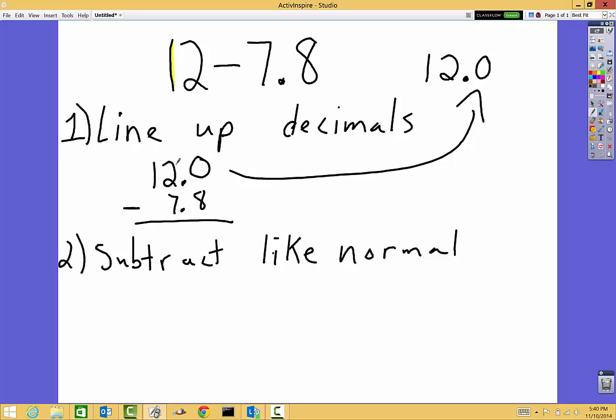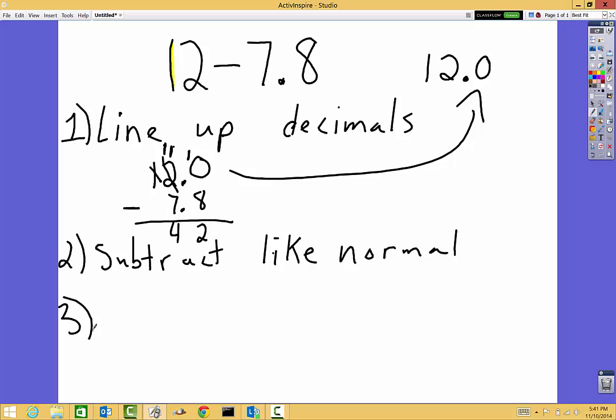So subtract like normal. 0 minus 8, I can't do that, so I'm going to regroup. So I change that 2 to a 1, this becomes a 10. 1 minus 7, I can't do that, so I'm going to regroup again. So 11 minus 7, that is 4.